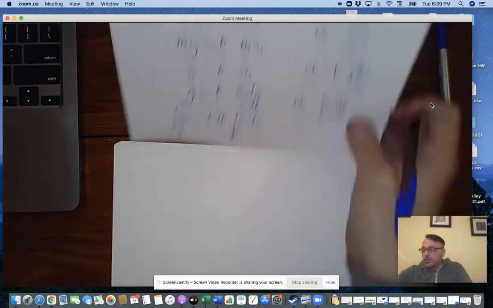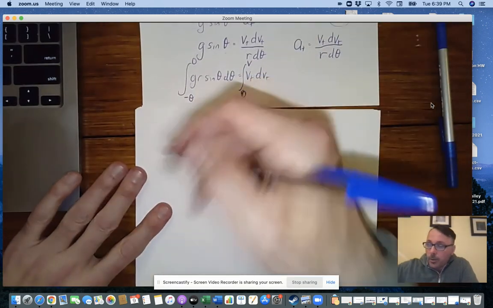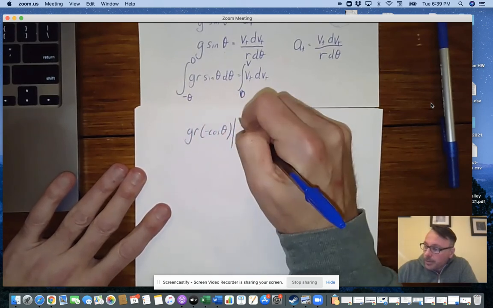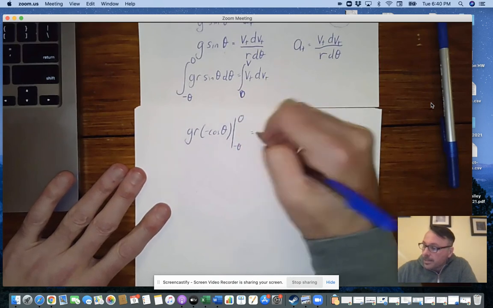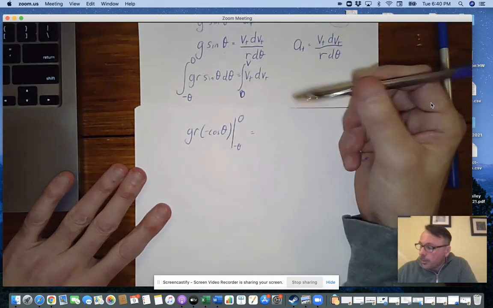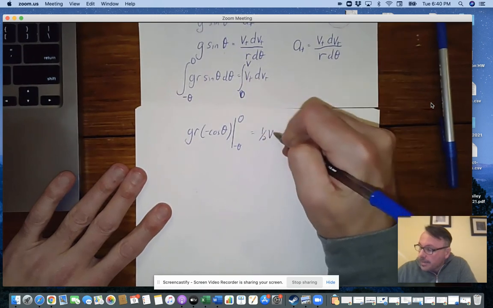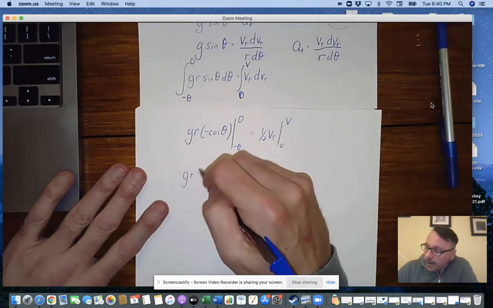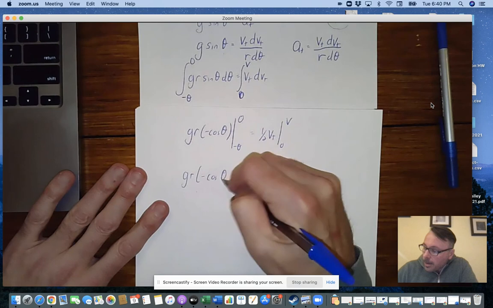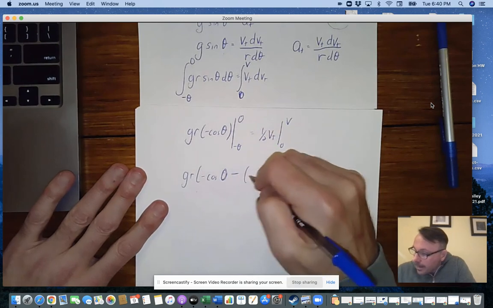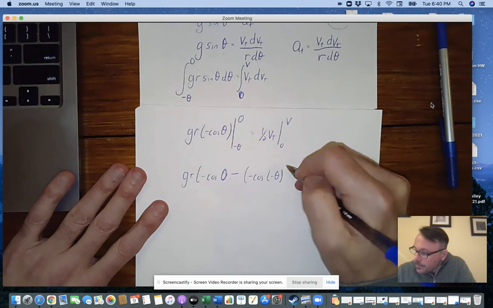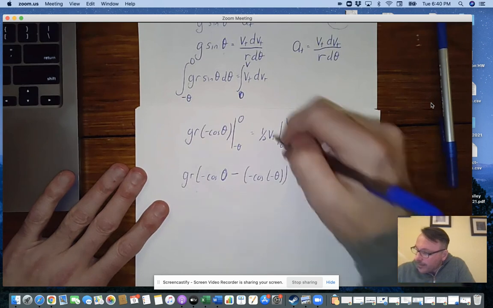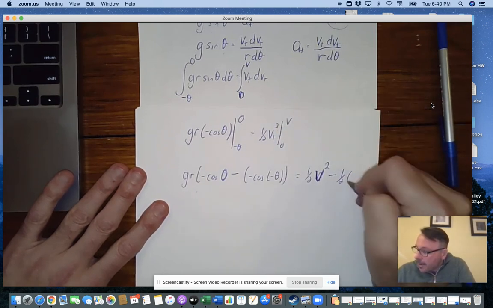So let's might as well just finish this. I know on the left this becomes g r times negative cosine of theta evaluated between negative theta and 0, and this on the right is equal to 1/2 v_t squared between 0 and v. And so here I'm going to have g r times negative cosine of 0 minus negative cosine of negative theta is equal to 1/2 v squared, I forgot the squared there, excuse me, minus 1/2 of 0 squared.